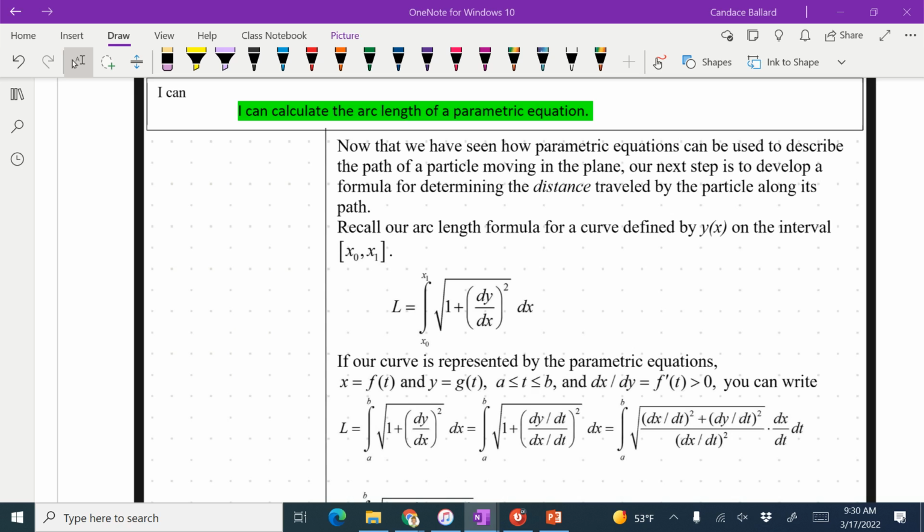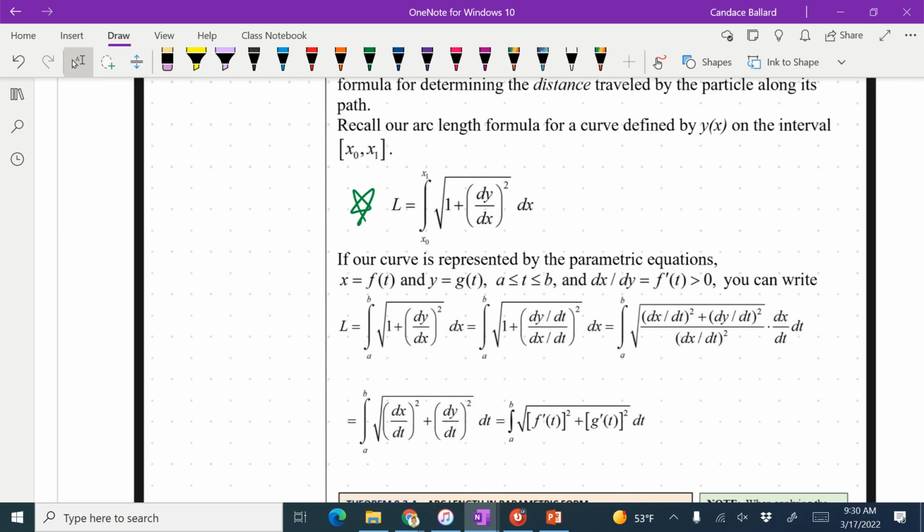Okay, so we're working with arc length today, which remember is just like a chunk of the curve, right? How much does a chunk of the curve measure? The arc length formula we had earlier in the year is there. That's this first thing right here. So we're trying to apply what we know from earlier in the year to parametric equations, okay?